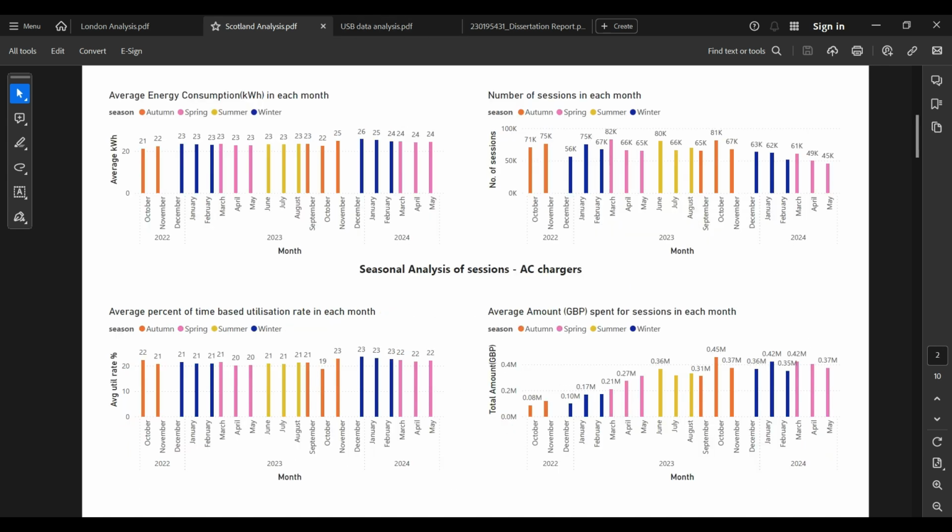Next here is the average energy consumption for each month, which does not show much variation, but we can see there is more increase in the winter of 2023. The average amount spent for each session in each month has also increased variably, and the time-based utilization rate, we can see here, is more in winters than in all other seasons.